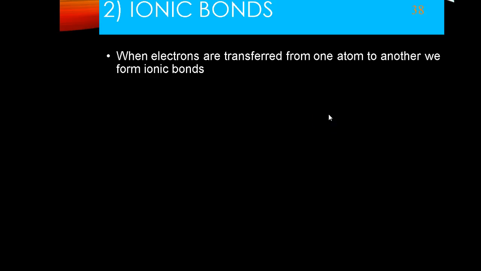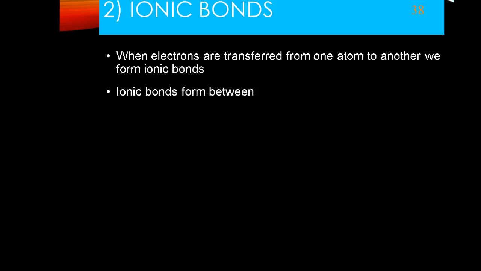Sometimes ionic bonds are considered to be completely polar, and the reason being is because the atom's electrons are being completely transferred from one atom over to another atom. So completely polar. All right, so it says when electrons are transferred from one atom to another, we form ionic bonds. So let's look at our rules and see who ionic bonds form between.